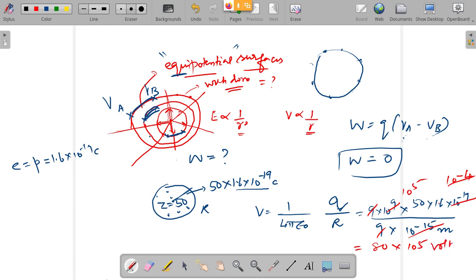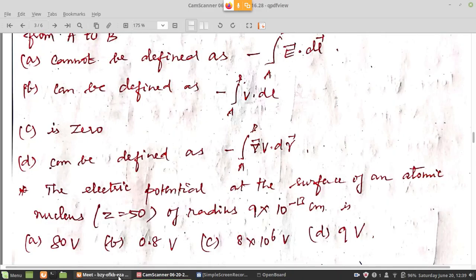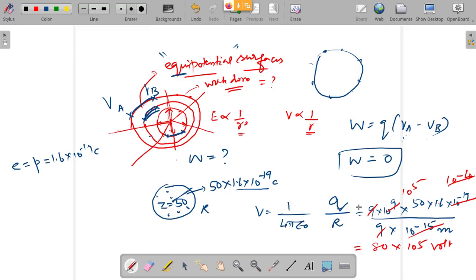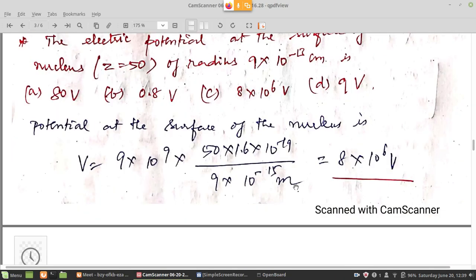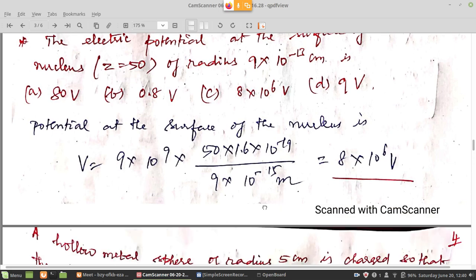And among the choices, it is equivalent to 8 into 10 power 6 volts. So 80 also is a choice, but 10 power 5, if you forget, you will think it is 80, but it is not 80. It is 8 into 10 power 6. And if anywhere you make a power mistake here, you will end up in the negative, because cancellation mistakes you cannot do here. Okay, then you will get the correct answer. It is 8 into 10 power 6 volts.